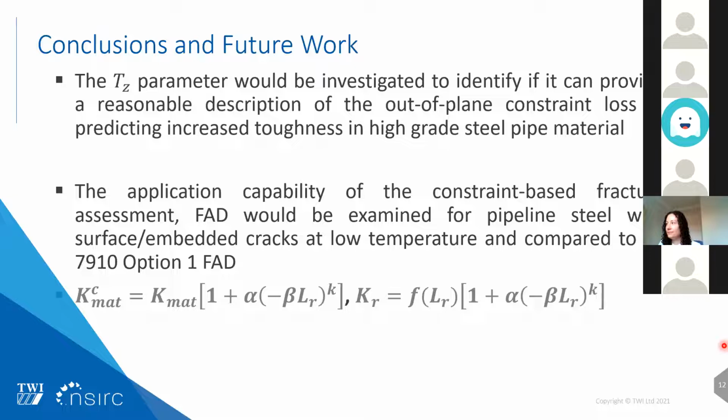Also, to account for constraint loss that contributes to the apparent increase in fracture toughness of shallow crack bend and tension specimens, and examine these constraint variations in terms of the J-T, the two-parameter, or J-Q methodology. And then some recommendations at the end of this project can be made to the available standards such as the BS 7910.